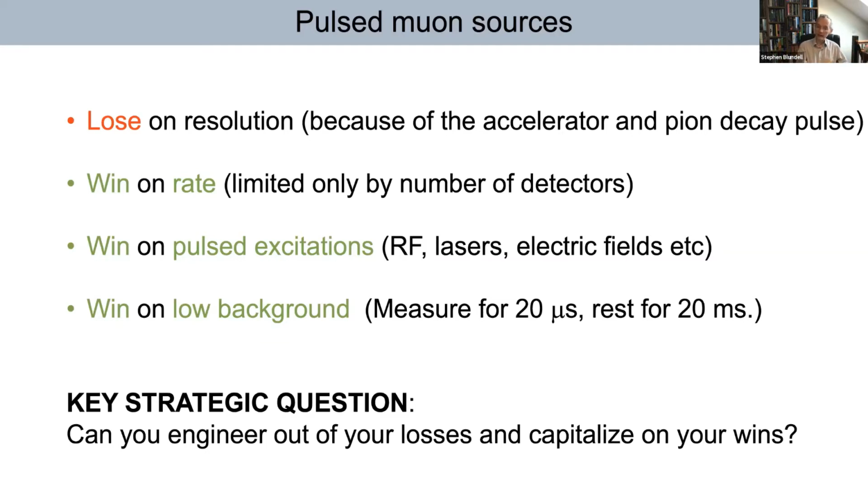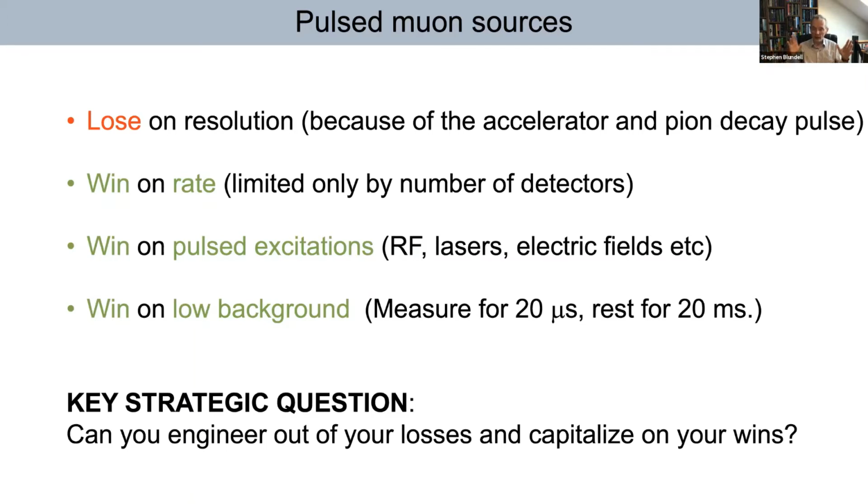And actually, since the time I've been doing muSR in my career, continuous sources have been flat in their rate. ISIS has just increased. You also win because you can apply pulsed excitation. So there's a whole set of experiments that are much better to do at a pulse source. And you win on low background and the ability to measure out to very, very long times.